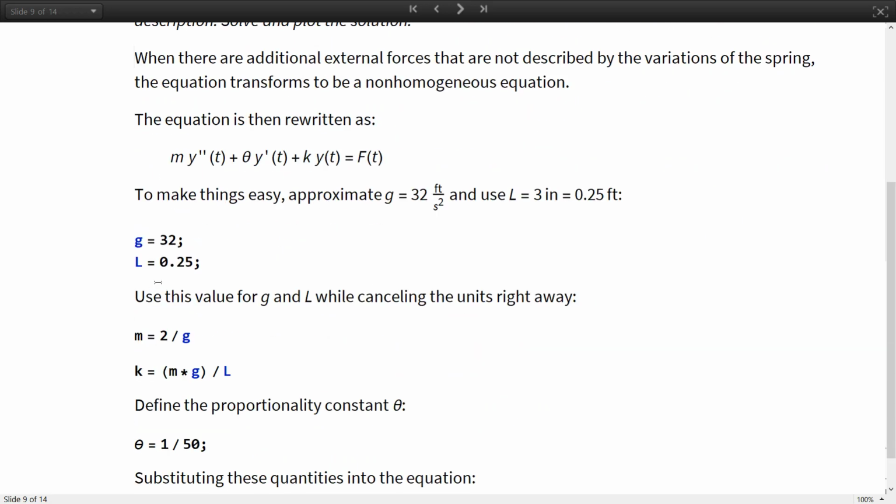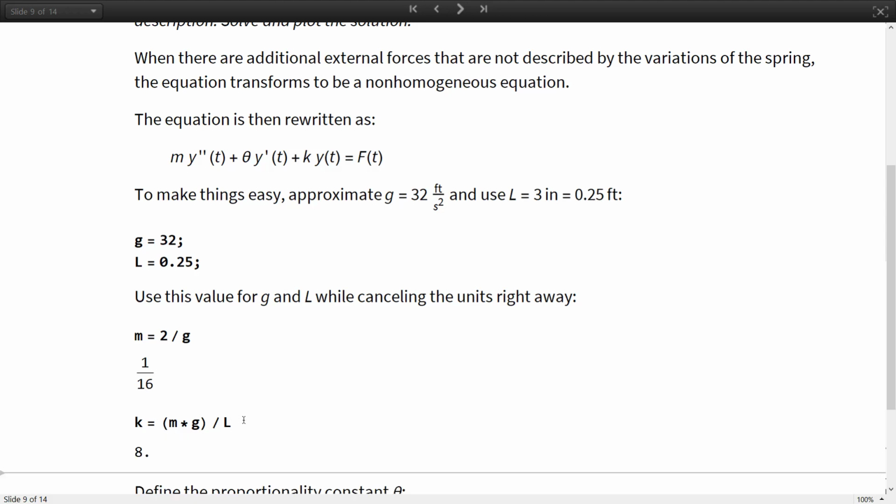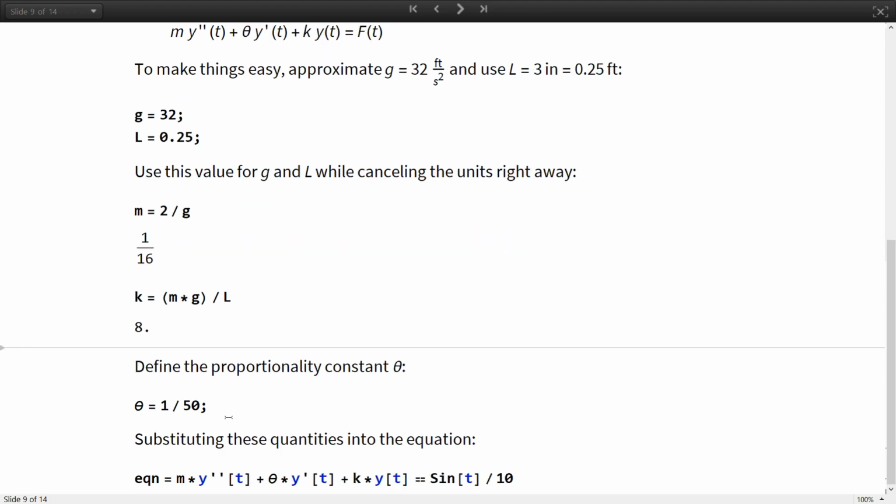An external driving force acting on the object that does not depend on the object's position, velocity, or other variations of the spring will appear in the differential equation as a non-homogeneous term. In order to simplify the discussion, we will approximate the acceleration due to gravity as 32 feet per second squared and cancel the units right away. We can now define the mass and the spring constant. The proportionality constant is given in the statement of the problem to be 1 over 50. Substituting these quantities into the equation and including the external force as a non-homogeneous term gives us the differential equation describing the system.